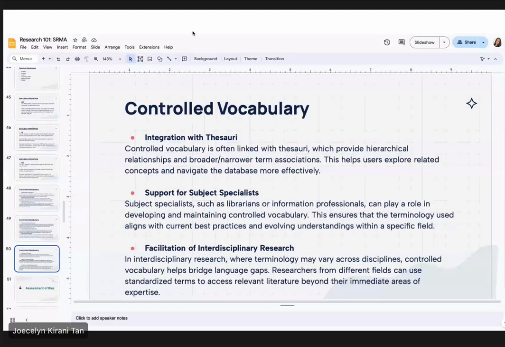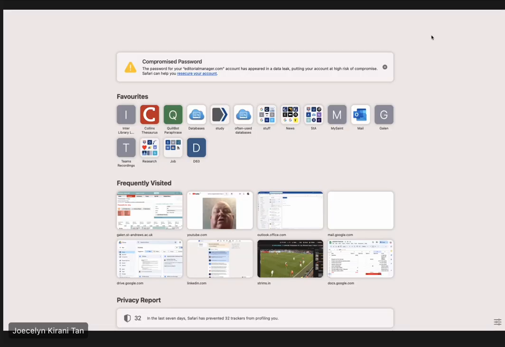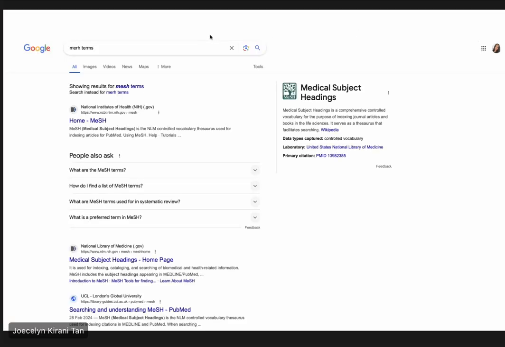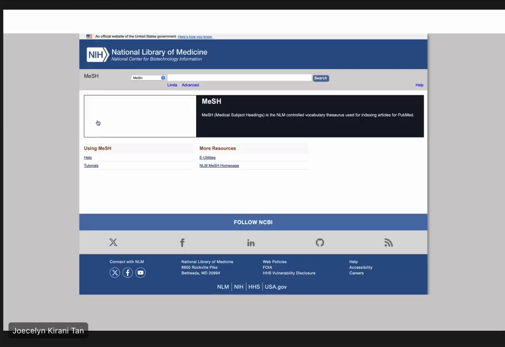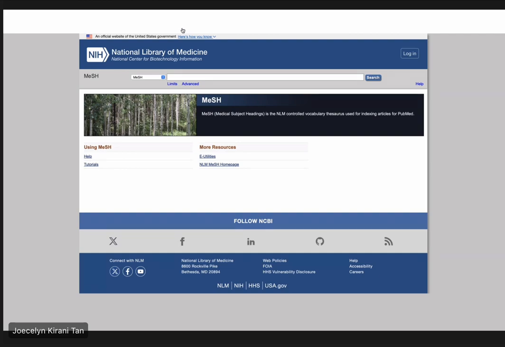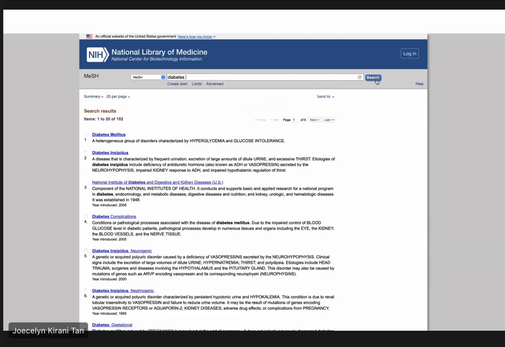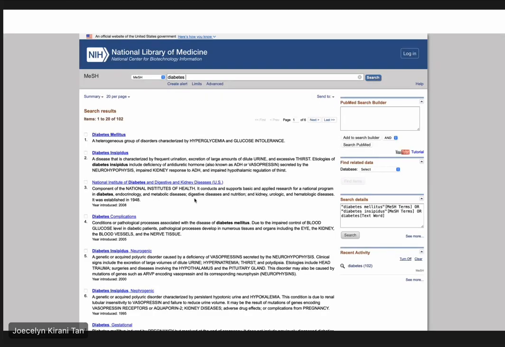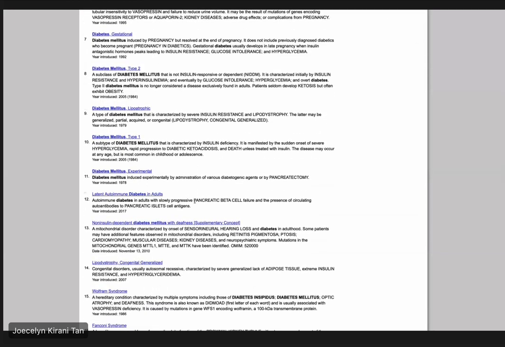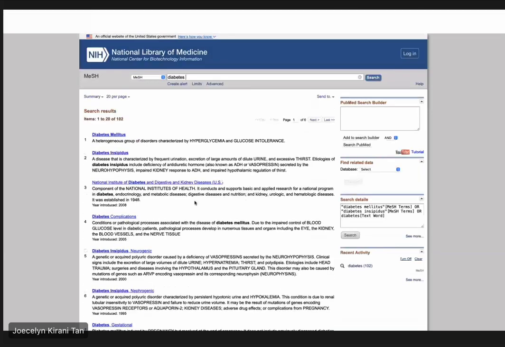That's your database. I was going to take you guys through MeSH terms. Okay, so controlled vocabulary, MeSH terms is a good example. Let's say we want to talk about diabetes. So you search the word diabetes. And as you can see here, there's many things that diabetes could mean. MeSH terms help you narrow down what exactly you're talking about, so that you can tell the database what exactly you're looking for, and the database can give you exactly the articles that you're looking for.